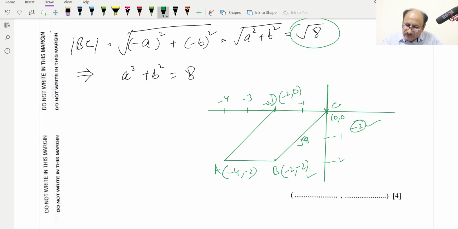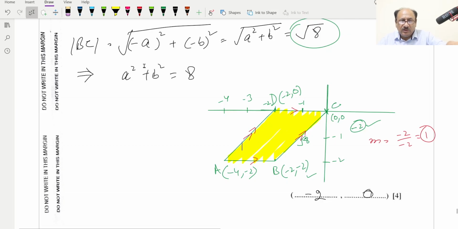So AD is also having the same slope as 1, so we can check the slope also, like m is equal to minus 2 over minus 2, which is equal to 1, which is by the condition of the question. So D point is having coordinates minus 2 and 0. This will be our answer for this part, and this will be our parallelogram, and we can just highlight it for your understanding. This is our parallelogram. Opposite sides are parallel. This side is parallel to this one, and this side is parallel to this one. So this is done. We are done with the paper.